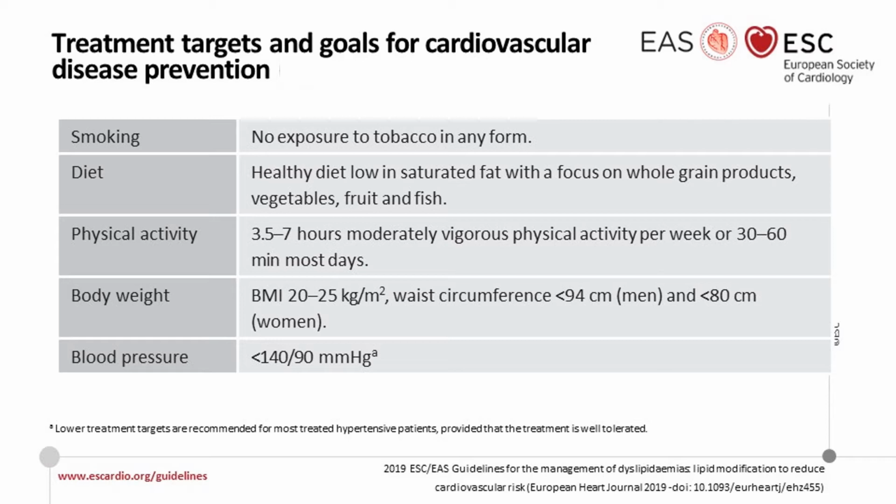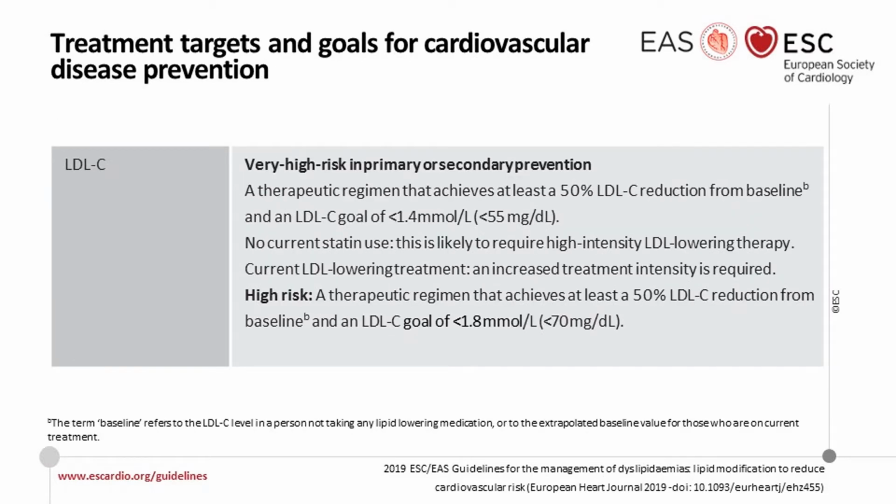His target body mass index should be between 20 to 25, and waist circumference should be kept less than 94 in men and less than 80 for women in Caucasian patients. The blood pressure target should be less than 140 over 90. For the LDL cholesterol, in a patient with very high risk, either in primary or secondary prevention, your target is 50% LDL reduction from baseline, and a goal of less than 55 milligram per deciliter.